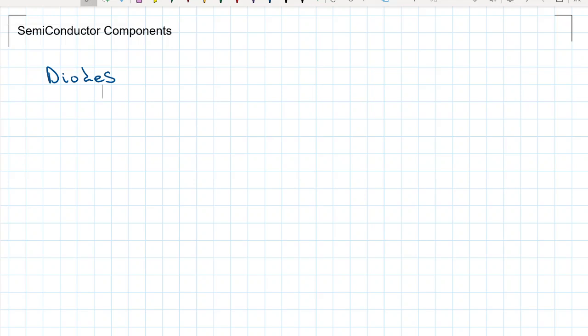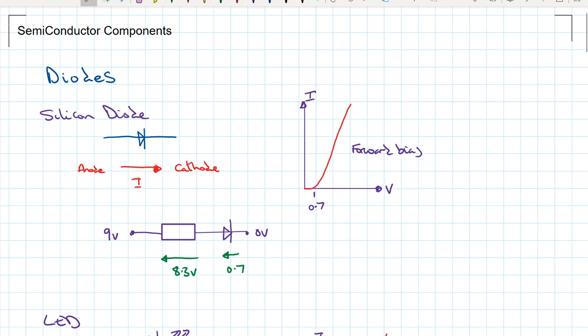Okay, in this video we're going to look at semiconductors, but first of all, this part of the video we'll look at diodes. Not very much talking, just revising the basic elements for each of the types of diodes: silicon diodes, Zener diodes, and LED. So let's just talk about our silicon diode.